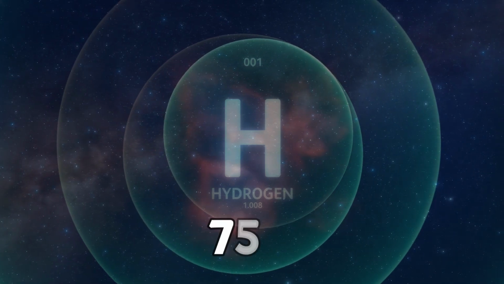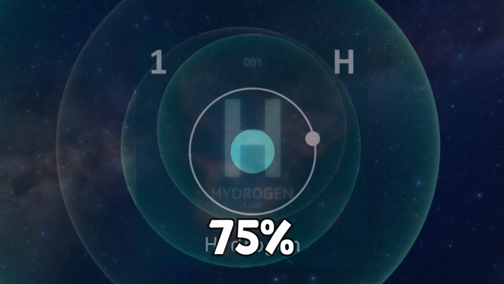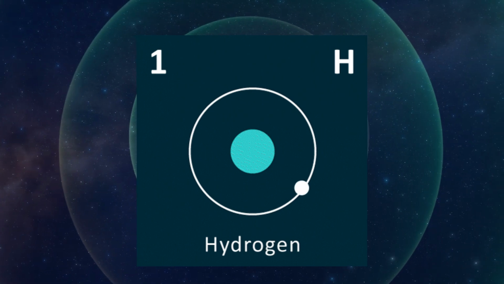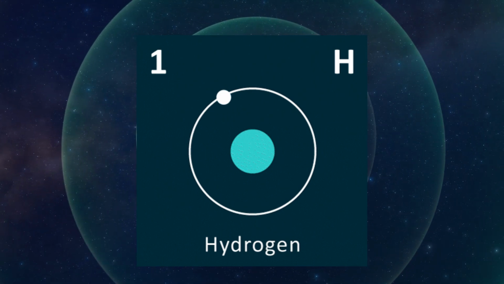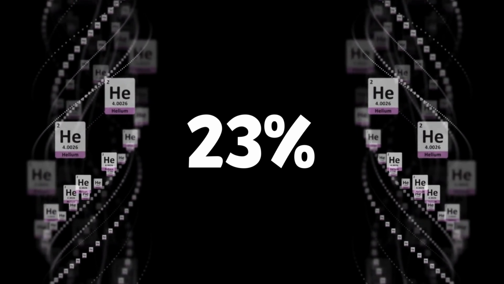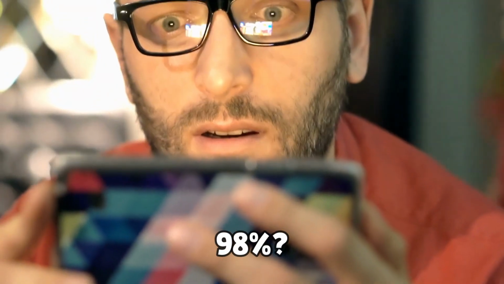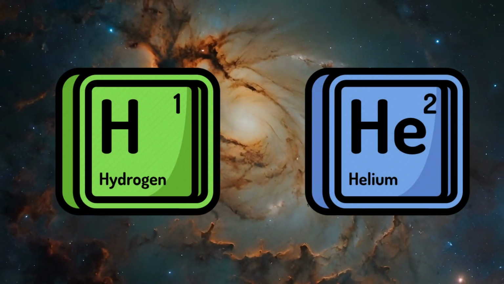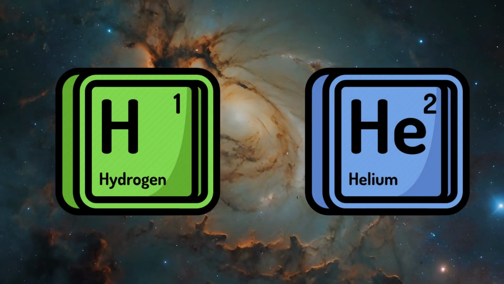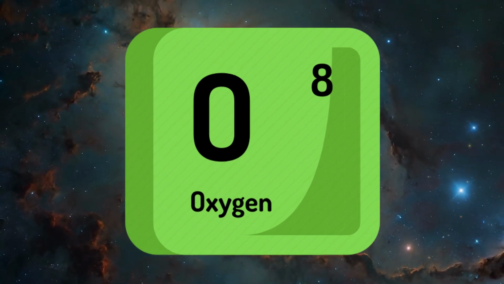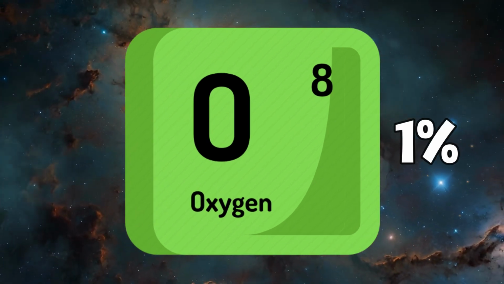The most common element is hydrogen, making up about 75% of the universe. It's also the simplest atom in the universe. After hydrogen, we have helium as the next most common element, which makes up about 23% of the universe's atoms. So 98% is just these two elements? That is correct. 1% is oxygen, and the remaining 1% is other, which could be hundreds of different elements.